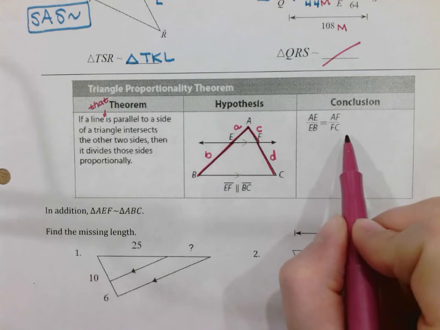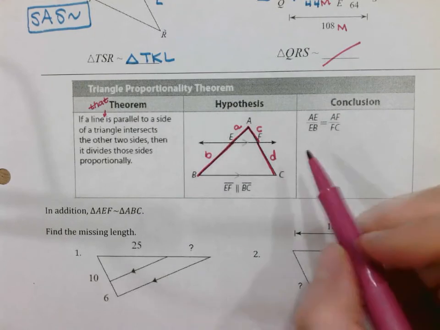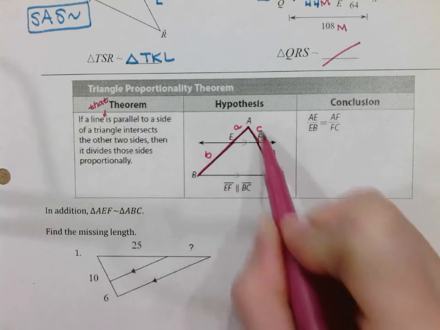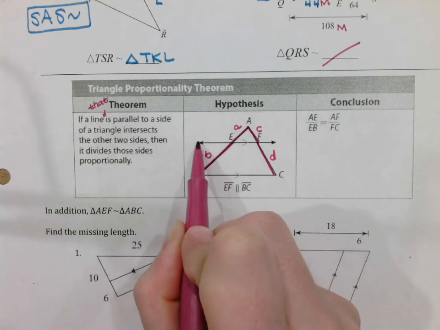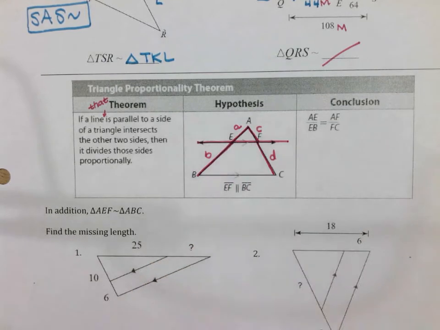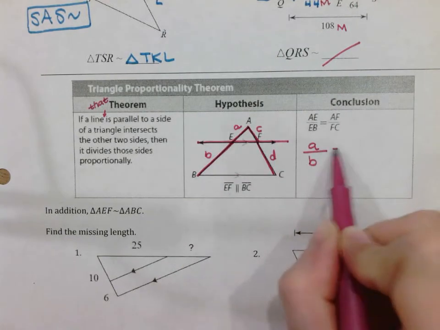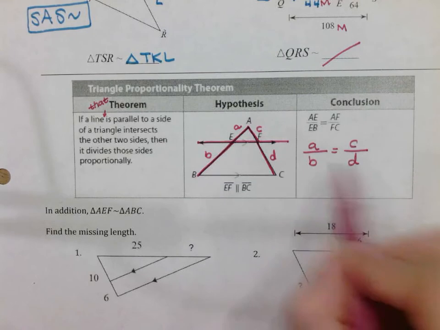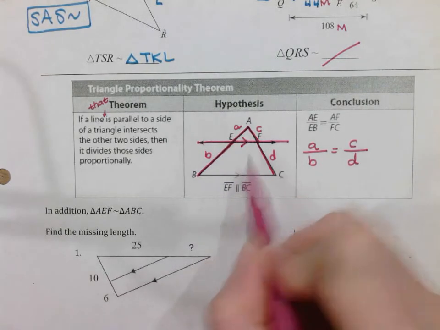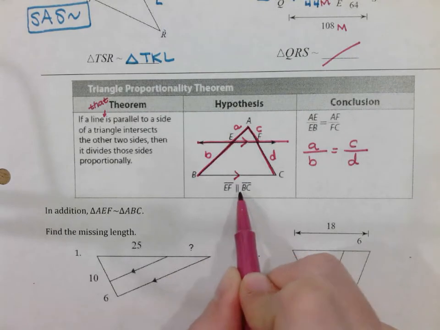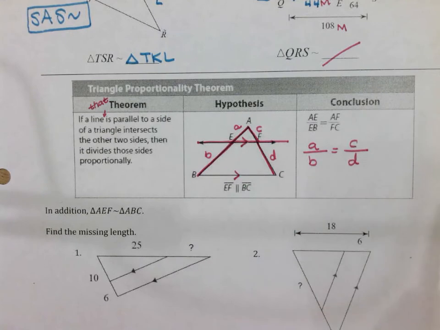This is saying the same thing I'm about to say. I just think the way I'm doing it is easier. Here's what it says. A over B is equal to C over D. So you can kind of think of this parallel line as like your fraction bar. So it says A over B is equal to C over D. I'll write that out. A over B equals C over D. And that's only true if these lines are parallel. And that's what these little arrows are right here. That means parallel. This symbol right here means parallel. It says EF is parallel to BC. So as long as those lines are parallel, we know we can use the triangle proportionality theorem to find missing pieces and stuff like that.